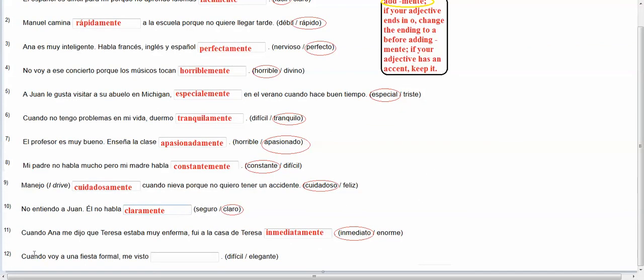Okay, there's one more. Cuando voy a una fiesta formal me visto, probably elegantly. And it's describing how you dress yourself, which is a verb, which would be elegante. You don't make any changes. Mente.